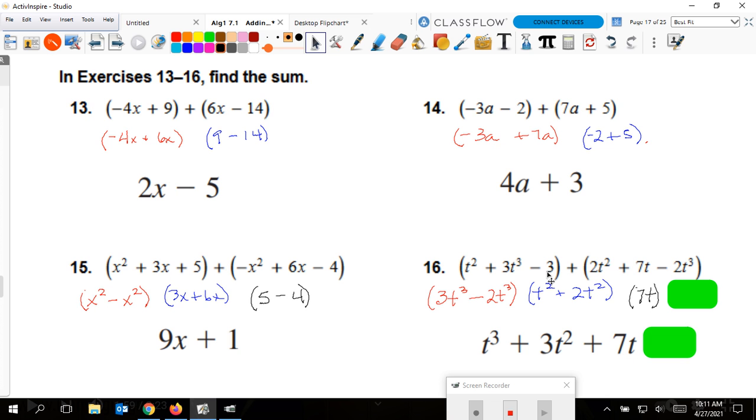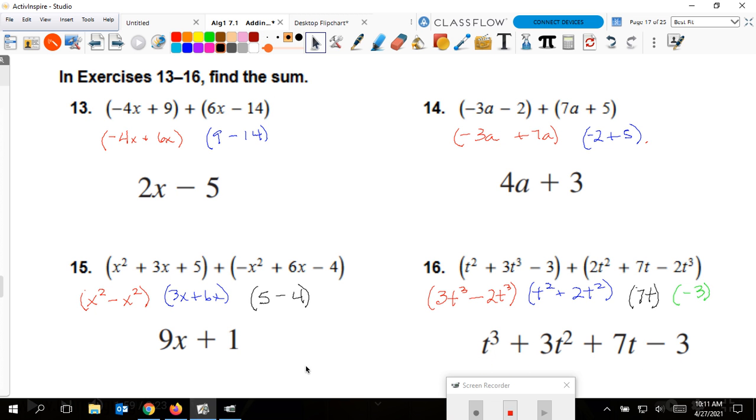And then there is a constant negative 3 here, but there is no constant numbers in the second parenthesis. So it's just going to be negative 3 for that constant term, nothing to combine with it. So that minus 3 just comes down in our answer at the end. So it's a 4-term polynomial for that one. Once we're finished, we get it in standard form.